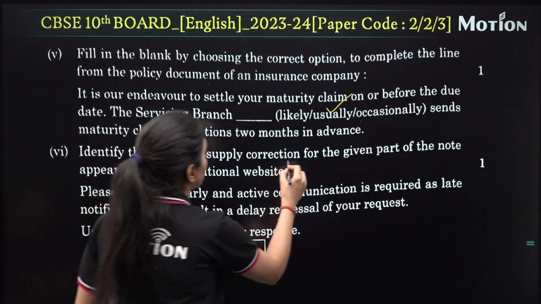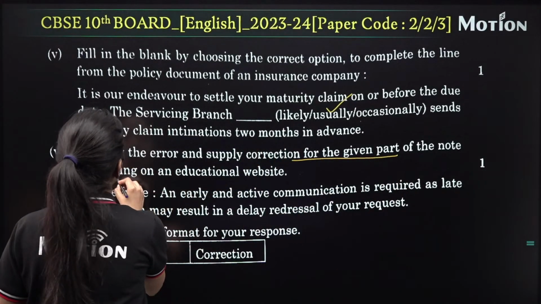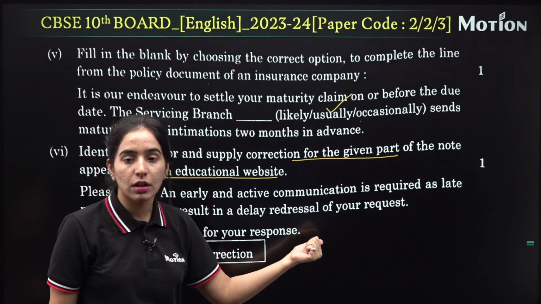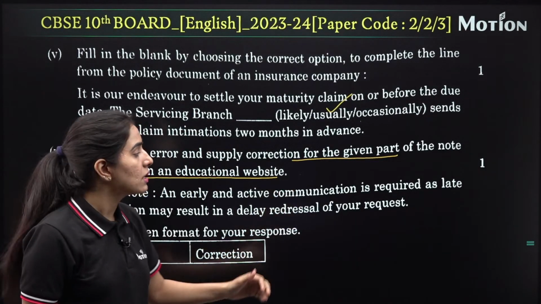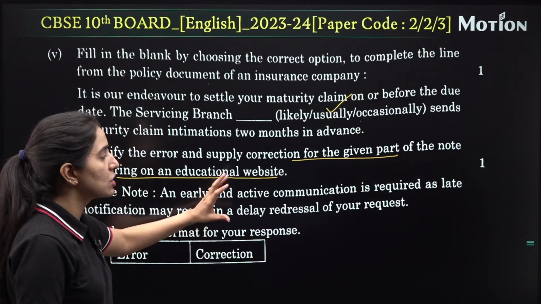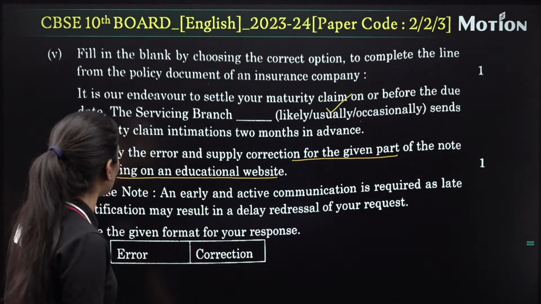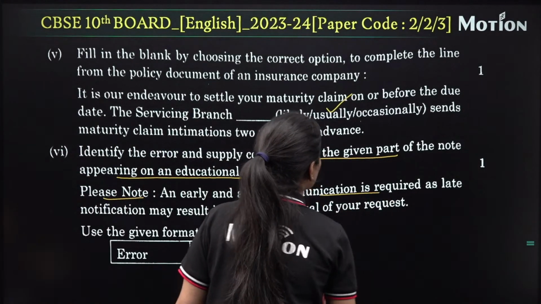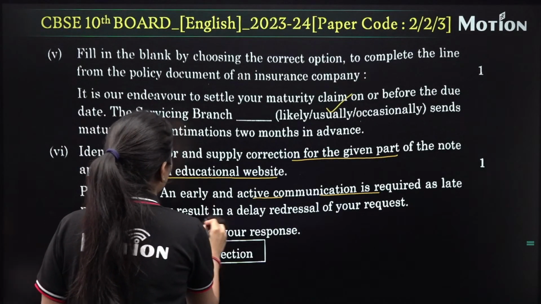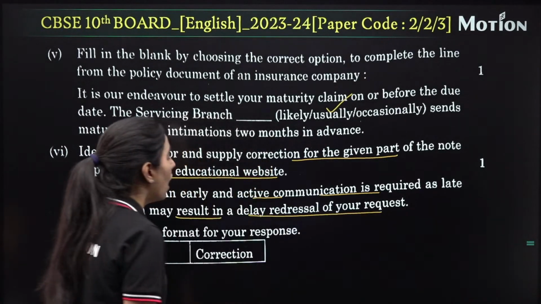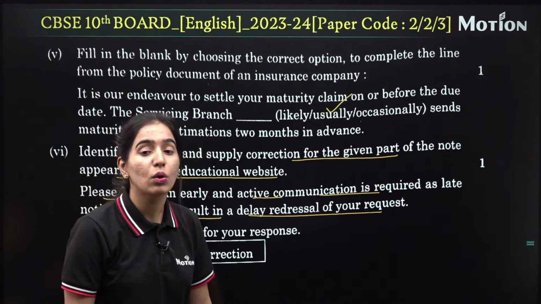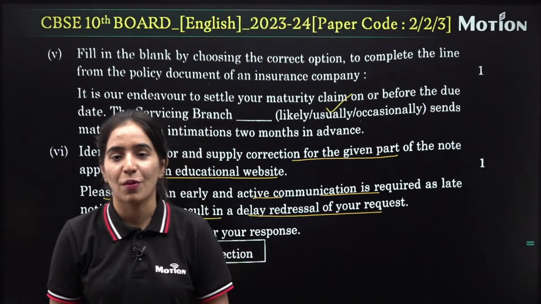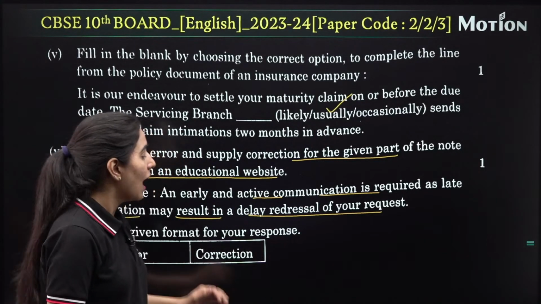Identify the error and supply correction for the given part of the note appearing on an educational website. So basically on an educational website there is something mentioned over here, and there is a note. You have to find the error in it. The note says that an early and active communication is required as late notification may result in a delay redressal of your request. So now what have you mentioned? I want to know your answers also in the chat box. I'll tell you the correct answer.